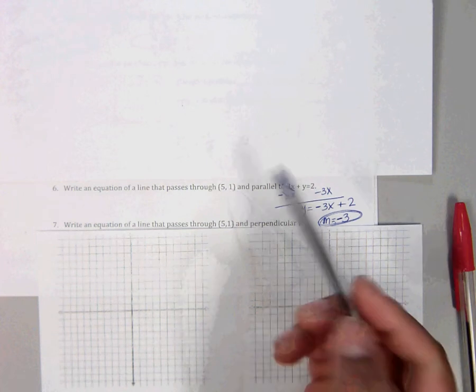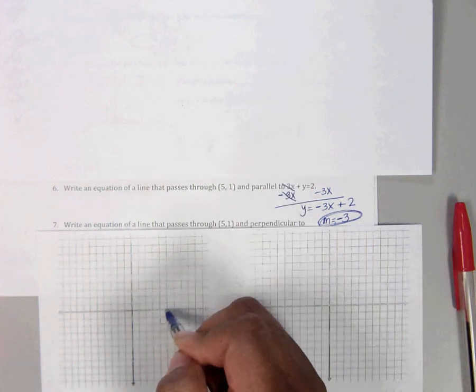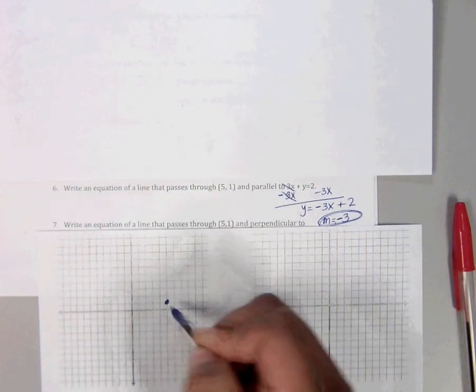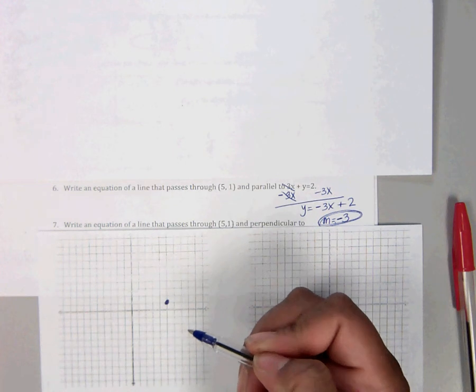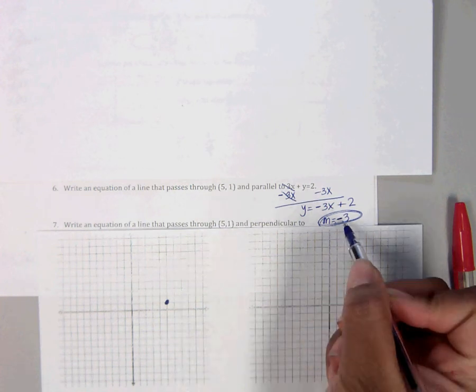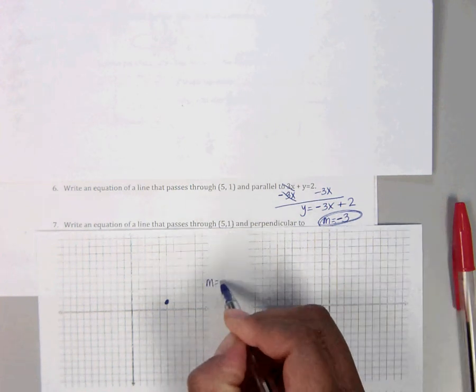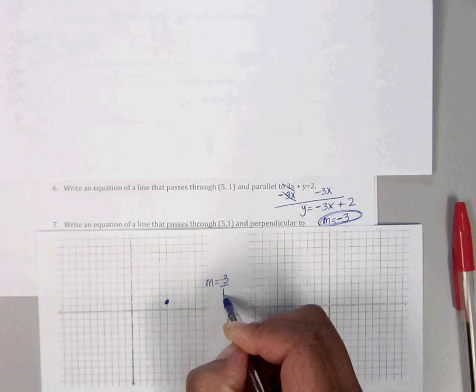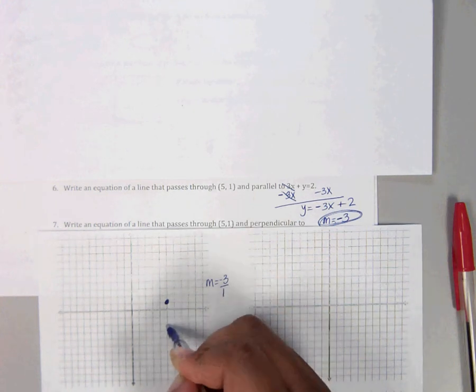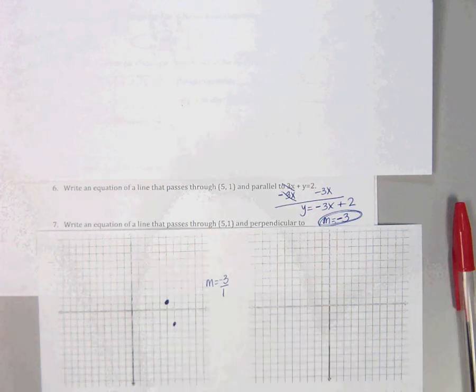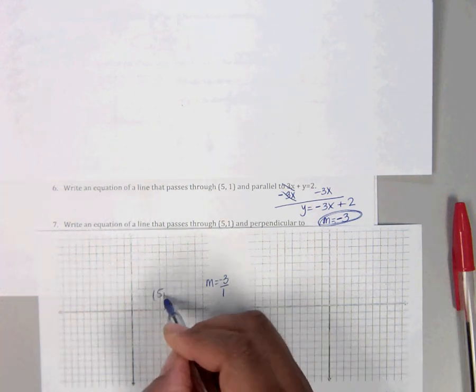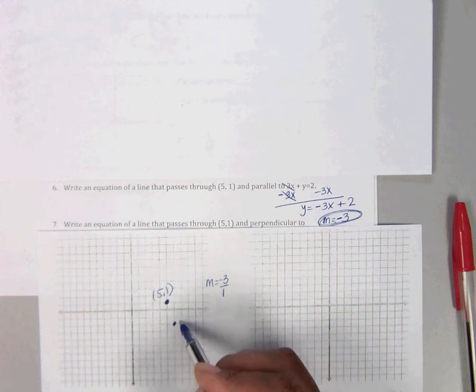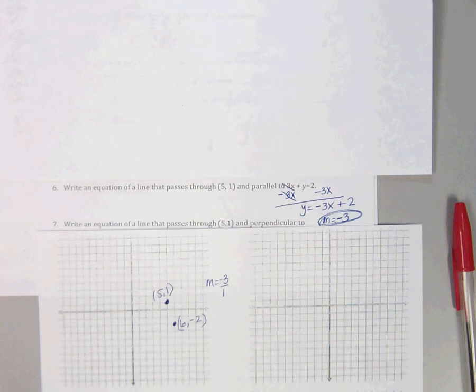5, 1, plotted. 1, 2, 3, 4, 5, go up 1. I want to use menu 6, 1, 3, but I cannot unless I have another point. So use the slope to get the other point. If slope is negative 3, put it over 1. Go down 3, and now the 1 is positive. Remember that, so go right 1. I have 2 points now. This is 5, 1. This is 6, negative 2. Let's use menu 6, 1, 3.